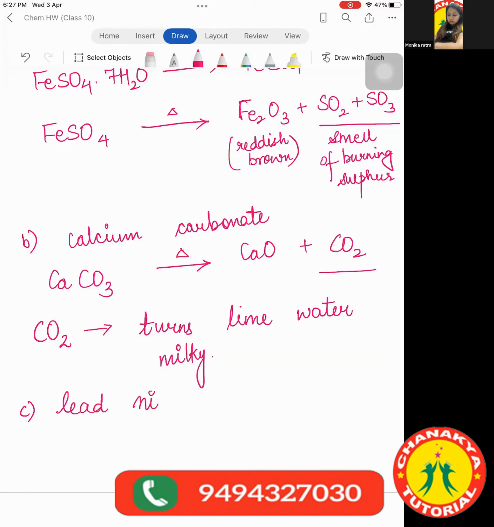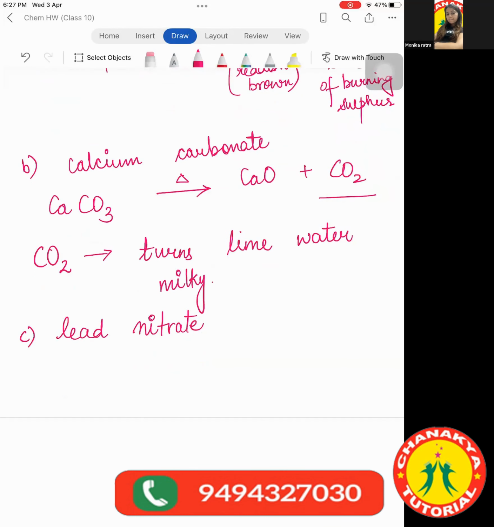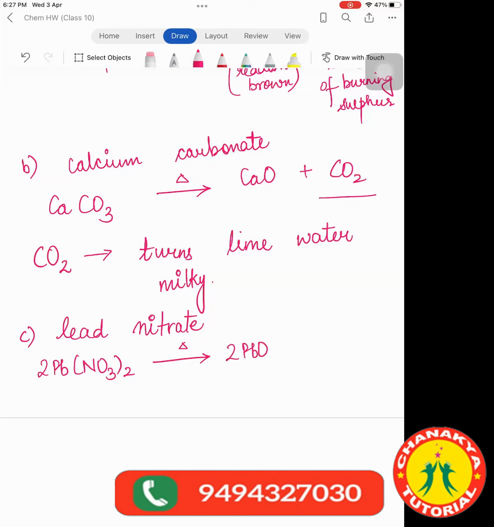So Siddhishri, can you unmute yourself? Abhigya, what is lead nitrate? Ma'am, it's 2Pb(NO3)2. This on heating gives lead oxide plus brown fumes plus oxygen. Brown fumes of what? Nitrogen dioxide and oxygen. So he has already told about the brown fumes.